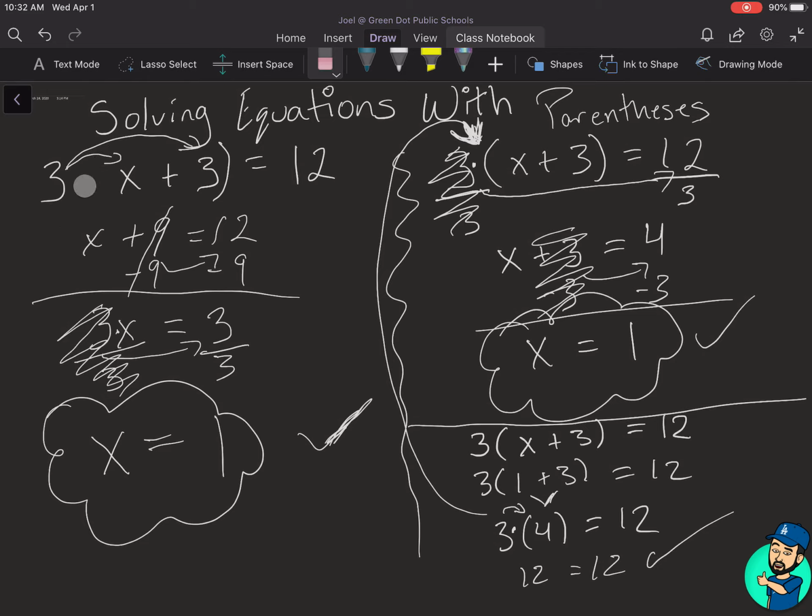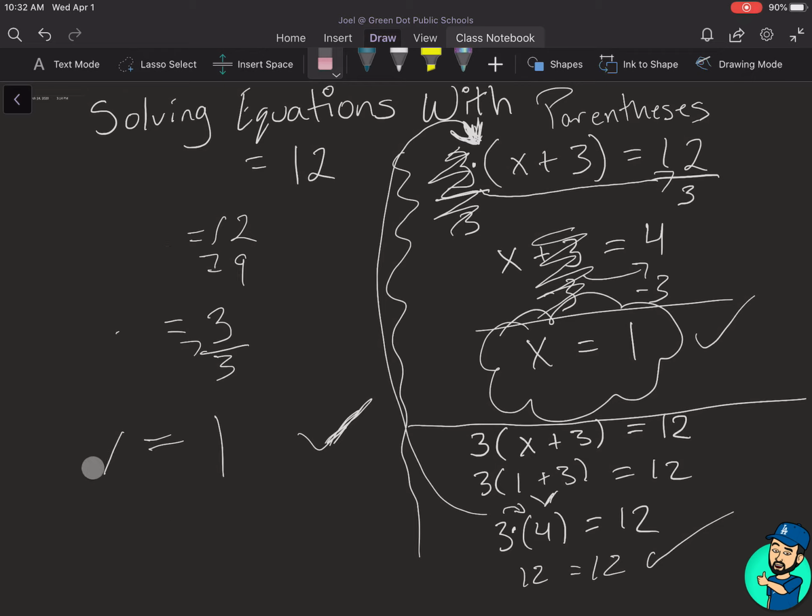Let me erase this. What if there was a fraction outside of the parentheses? Let's try it out.